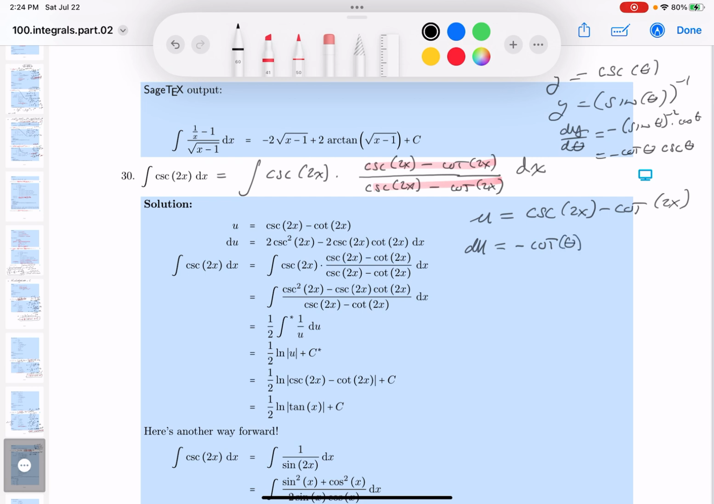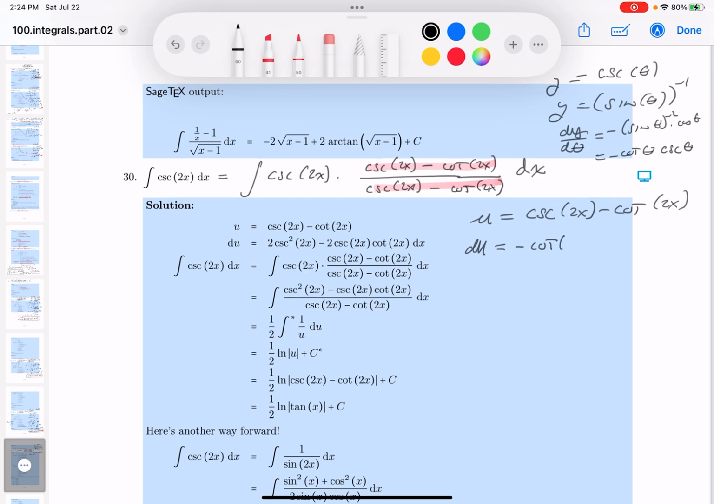No, not theta, I'm sorry. I'm doing 2x, right? Not theta. I keep doing it. So minus cotangent of 2x times cosecant of 2x, and then I got to put a 2 in front. All right, so I got that part done.